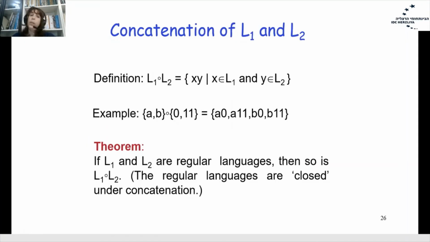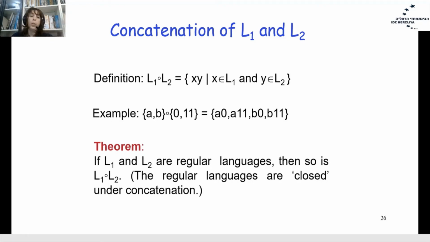Okay, our next and last operation for this lecture is concatenation. Concatenation of L1 and L2 is also a regular language. The definition of concatenation: L1 concatenation L2 is the set of all words with prefix x that belongs to L1 and with suffix y that belongs to L2.